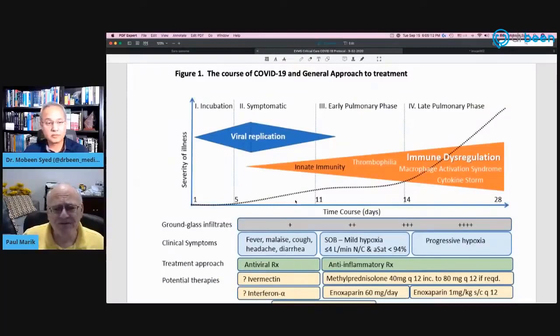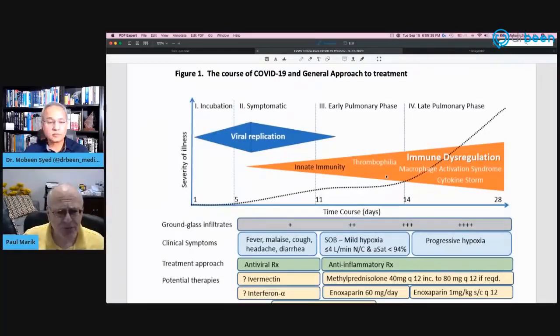And then, as you'll see, the virus stops replicating. And we'll come to this because you have no active viral replication. You then go into the symptomatic pulmonary phase and the late pulmonary phase. Now, the point about this is you have profound immune dysregulation. And this is not due to viral replication or viral cytopathic effect.